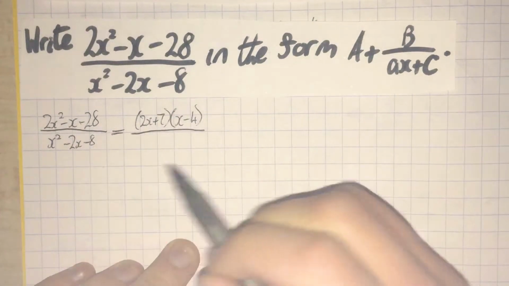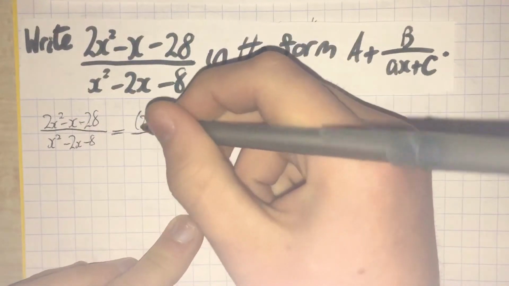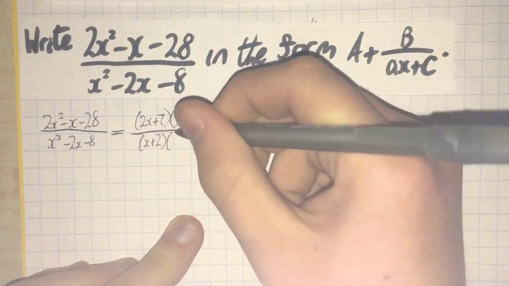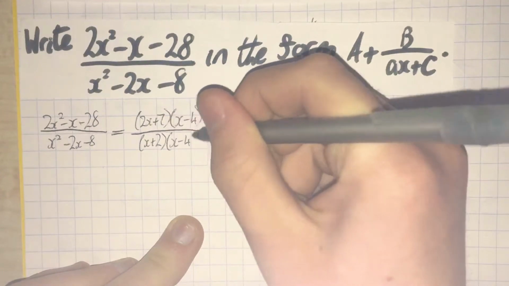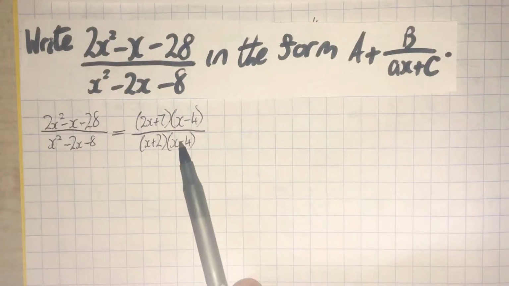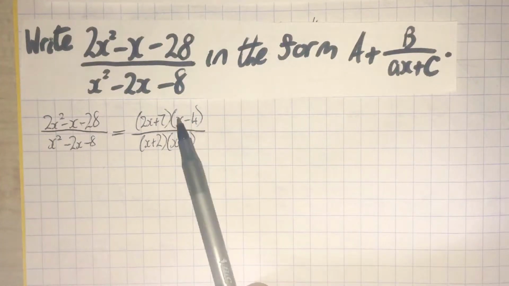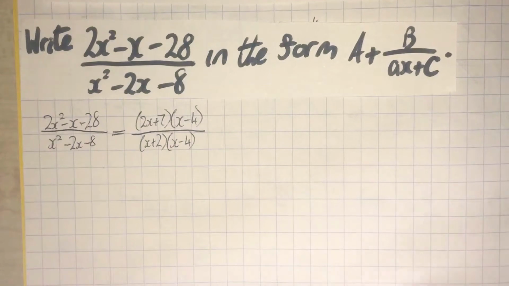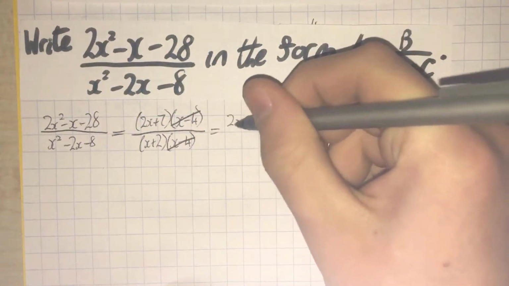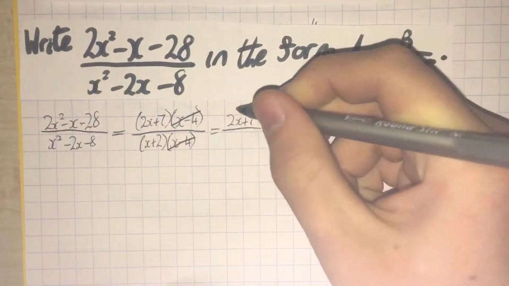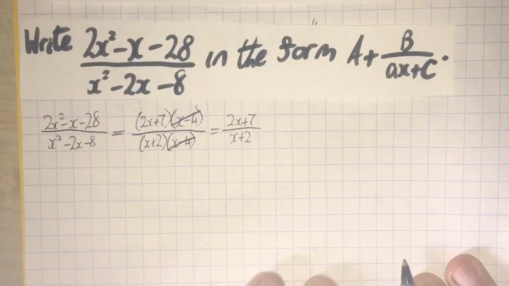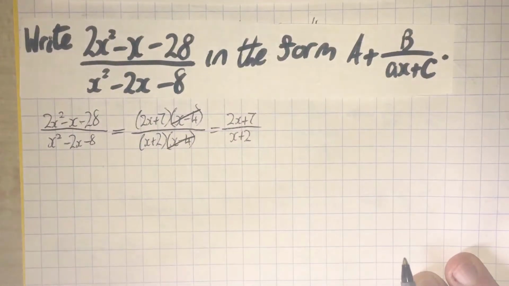And then with the bottom one, when we factorize that, we shall get x plus 2 times x minus 4. Now, hopefully you've noticed a little something here. x minus 4 here, and x minus 4 here, and then a timesing, which means we can actually cancel them off, giving us a more simpler 2x plus 7 over x plus 2. And this we can work with.